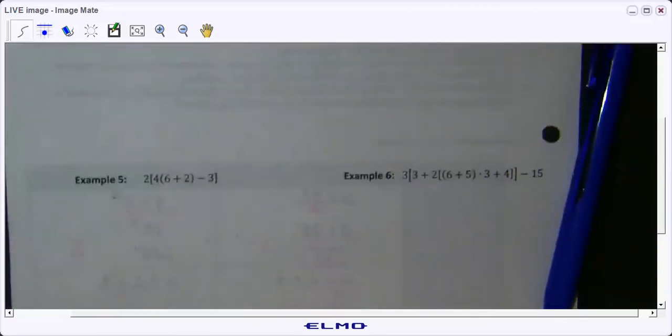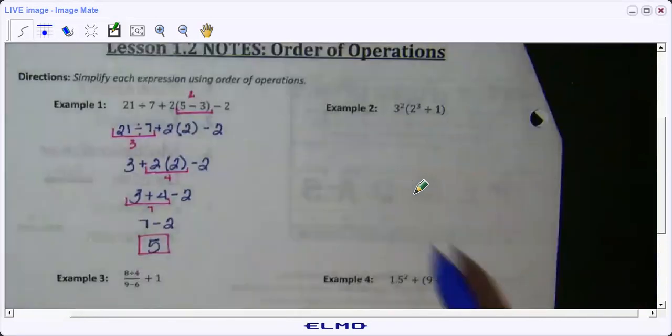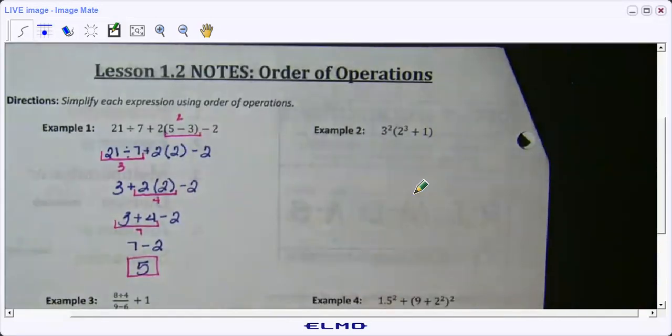Look at example 6. I have a parenthesis within a parenthesis within a parenthesis. Those boxy looking things are called brackets, but we can consider them parentheses. So you always want to go in the parentheses and see if there's anything else you have to do. You basically start over with the order of operations. But with example 2, there are no other parentheses within that one.